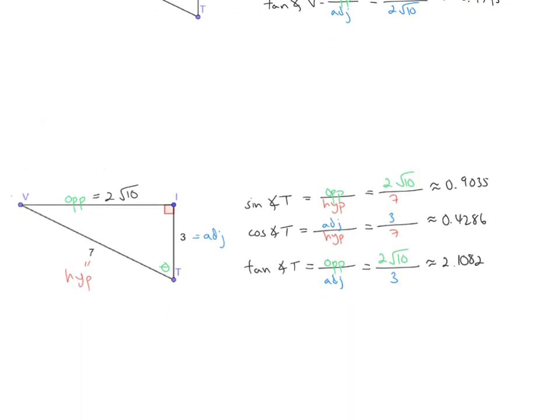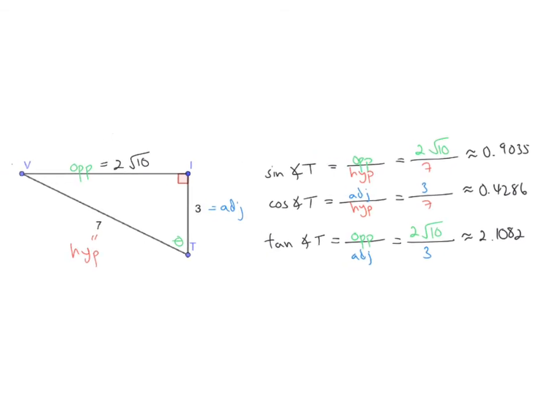All right, and then last but not least, go ahead and check your answer for sine, cosine, and tangent, but now it's for angle T instead. So your labels for opposite and adjacent had to change, and so did our ratios.